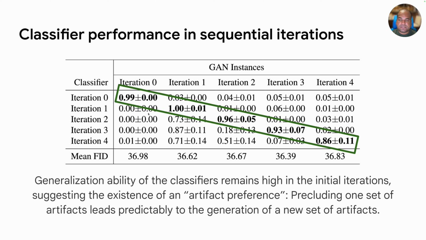What's interesting though is that across the diagonal we see that the classifier accuracy remains high, meaning that in the newer iterations the generator instances are aligning in the same space of artifacts. So from iteration 0 to 1, 1 to 2, it's not like the instances are going to distinct spaces of artifacts, but they're going to the same space of artifacts, which means that if you are asking the generator to remove a set of artifacts, it's going to the next best set of artifacts, which means that there's some kind of an artifact preference in this optimization.